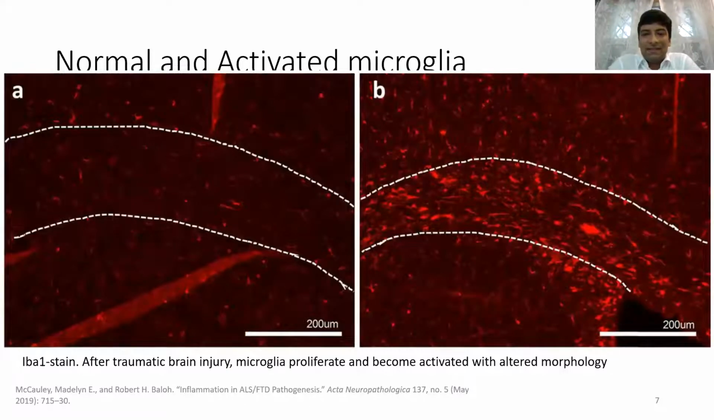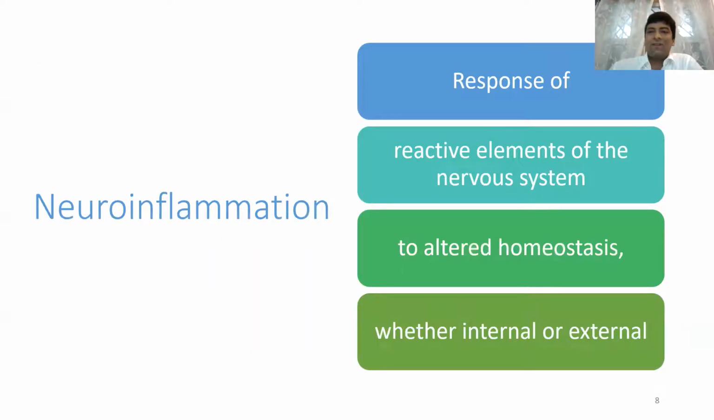This is one of the easy clues to identify an inflammatory response in brain parenchyma. The picture that you can see here is a slide taken after traumatic brain injury, and as compared to normal brain, you can see that there is evidence of inflammation, even in traumatic brain injury. Neuroinflammation then is the response of reactive elements of the nervous system to altered homeostasis, whether it is internal or external in origin. So anything that disturbs the brain can result in an inflammatory response. That's important to understand in the context of discussing inflammatory brain disorders.